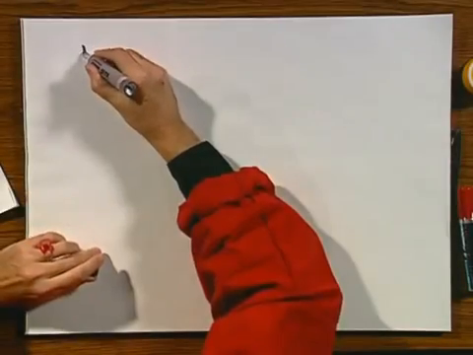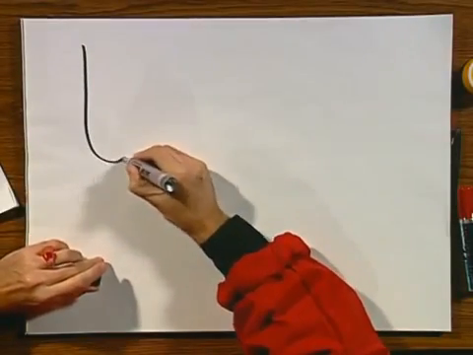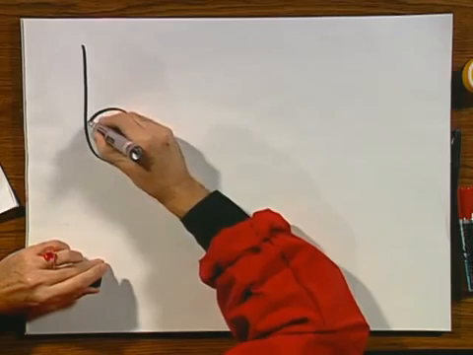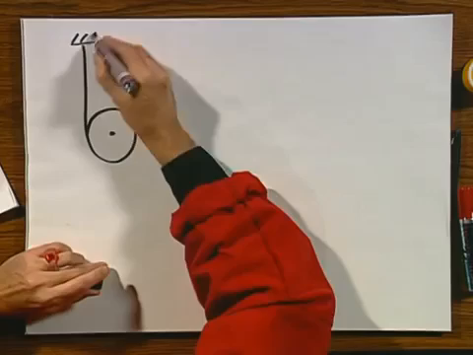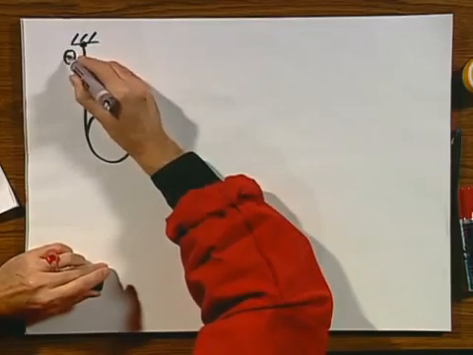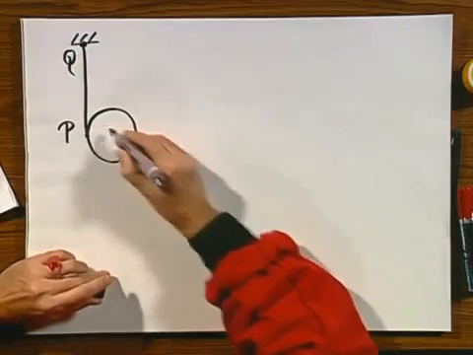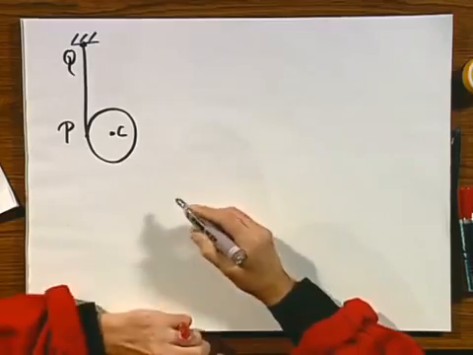It's very general. I have a rope, and the rope is wrapped around an object, which could be a disk. Let's call this point Q here. Let's call this point P. This is the center of the object.